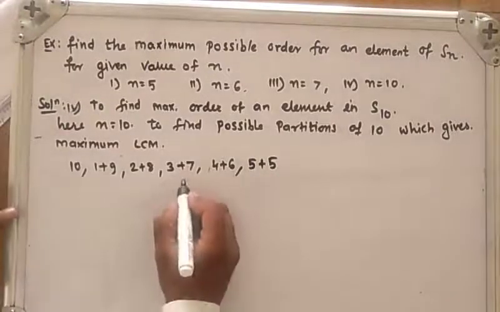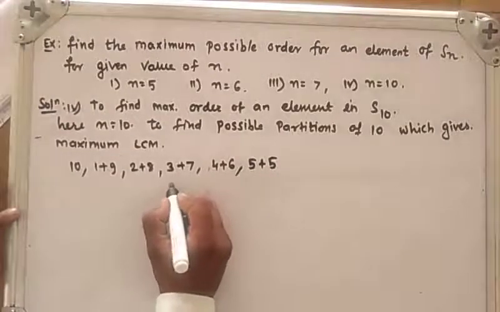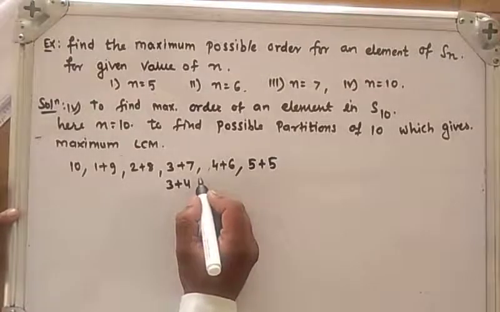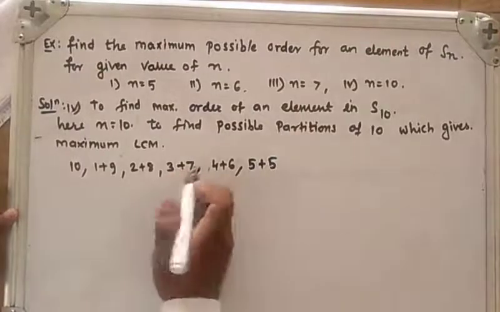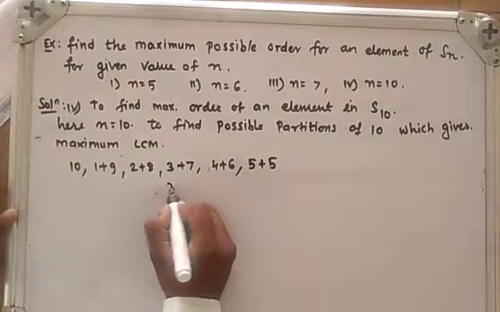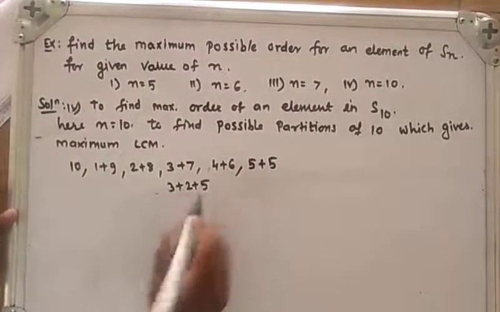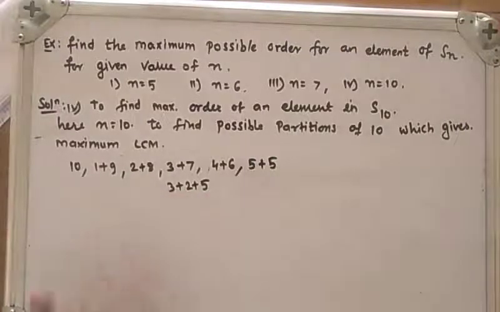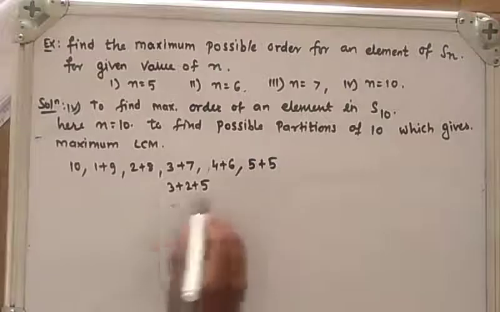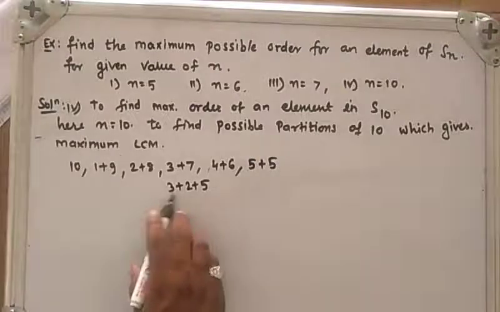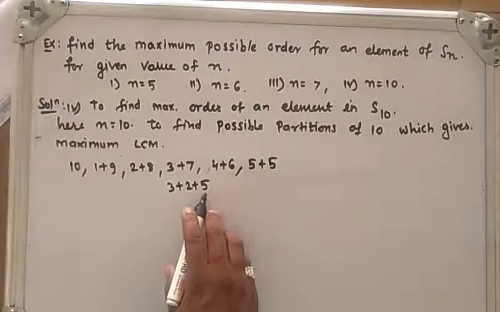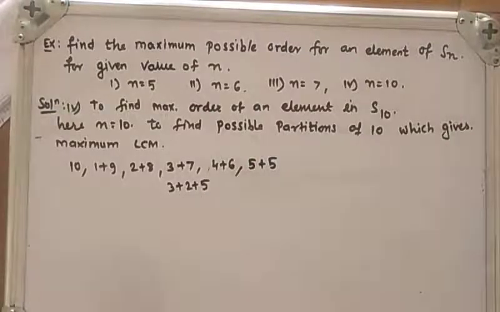Next I will write 3 plus 7 can be written as 3 plus 4. Here I can write 3 plus 7 as 3 plus 2 plus 5, which is 3 cycles having 3, 2 and 5 elements. Then what is the LCM of these? 3 into 2 has LCM 6, and 6 and 5 has LCM 30. Means the maximum order in S10 will be 30.